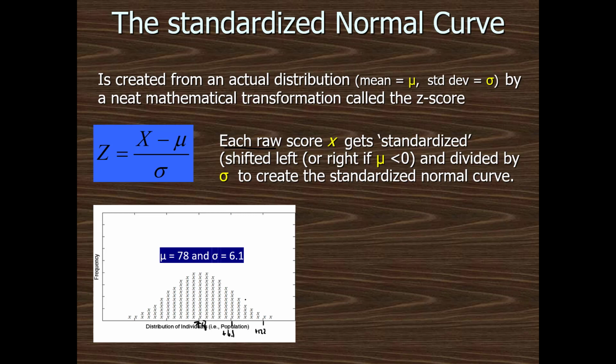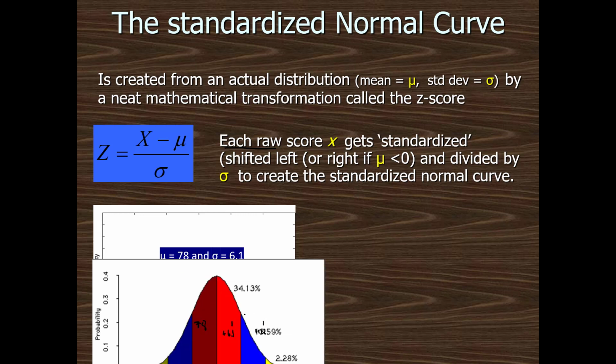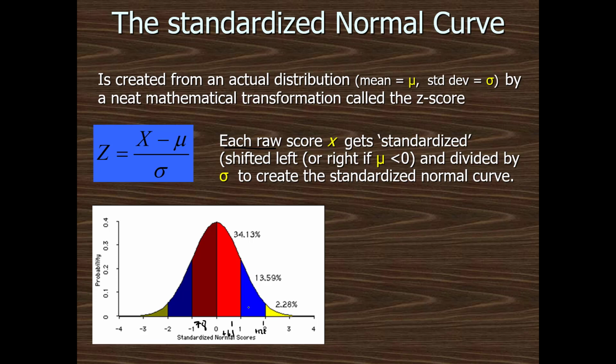We transform this from a raw score distribution into the standardized. Let me just erase these numbers because they're not useful here. But they're still here, right? So this is still mu equals 78, I think, right? And here we have plus 6.1, plus 2 times 6.1. Okay, so these are Z scores, which equal the number of standard deviations.